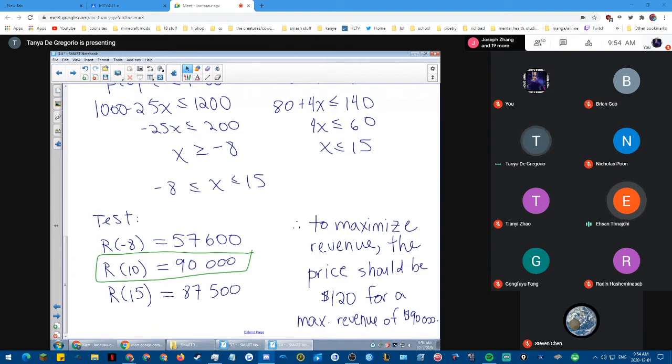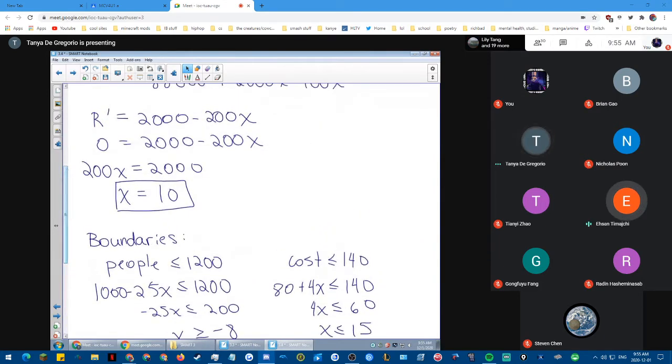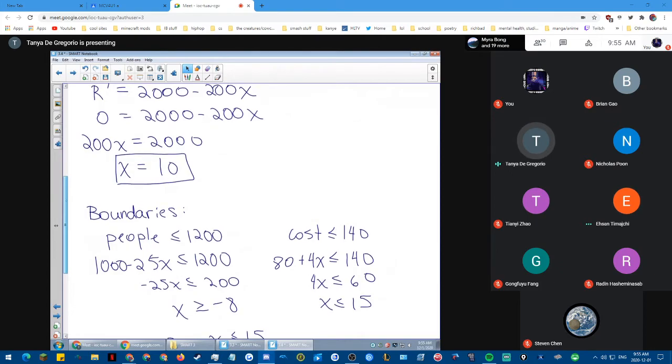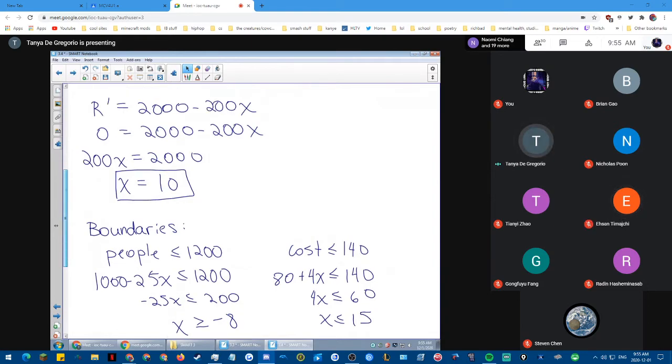Miss, I have a question. How did you get 10 again? Because you have 8, 15, and you have 10, which gives you 90K. So find your first derivative and set it equal to 0. This gave me the local max, which in this case also happens to be your absolute max. I just forgot the value of the local max. Okay, got it.